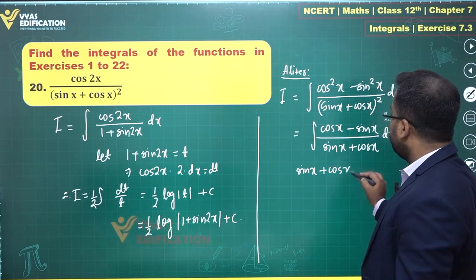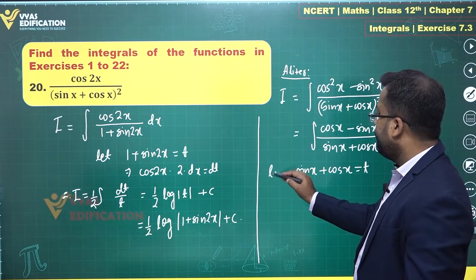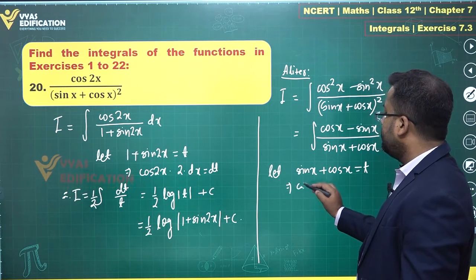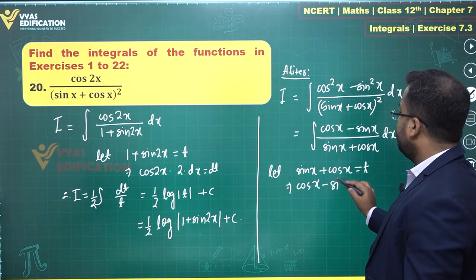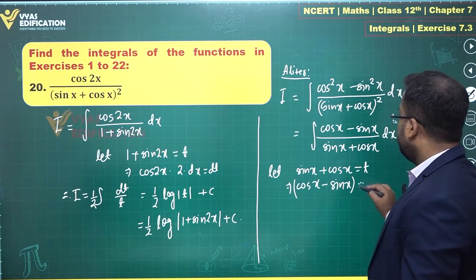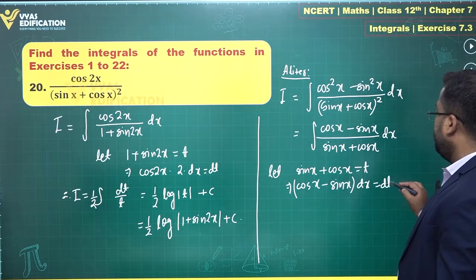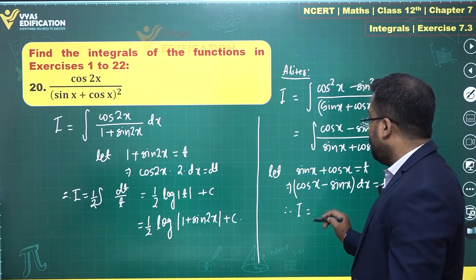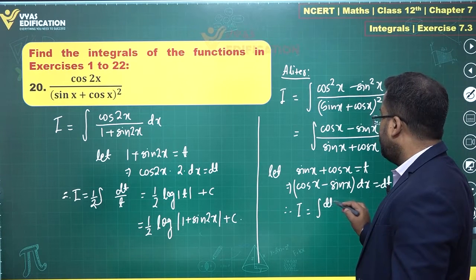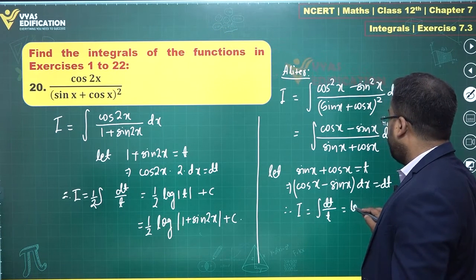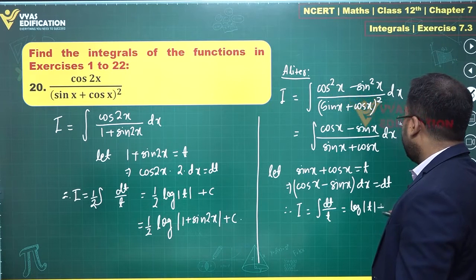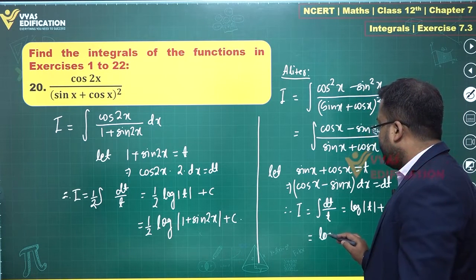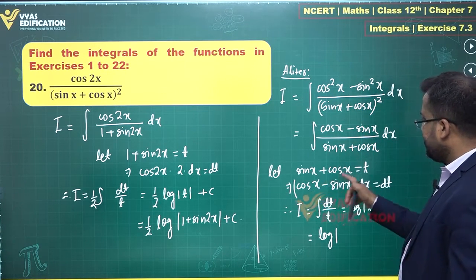If sin x plus cos x is equal to t, then cos x minus sin x times dx will be equal to dt, which is there in the numerator. So therefore I is equal to the integral of dt upon t, which is log of mod t plus constant, and t is sin x plus cos x.